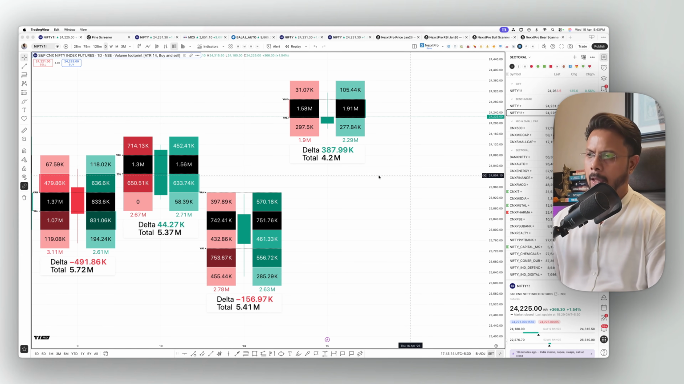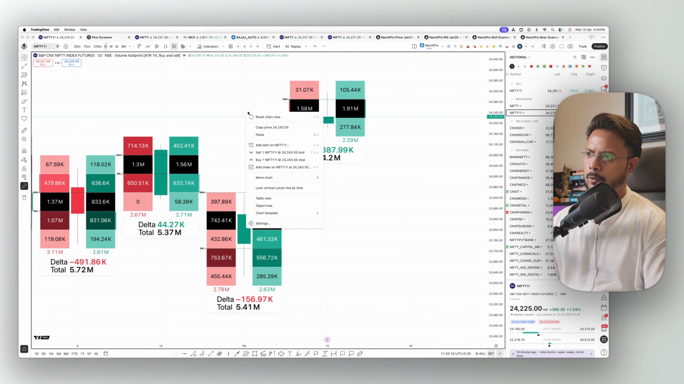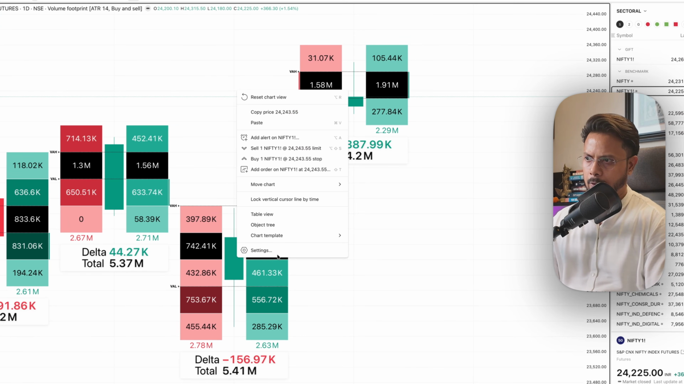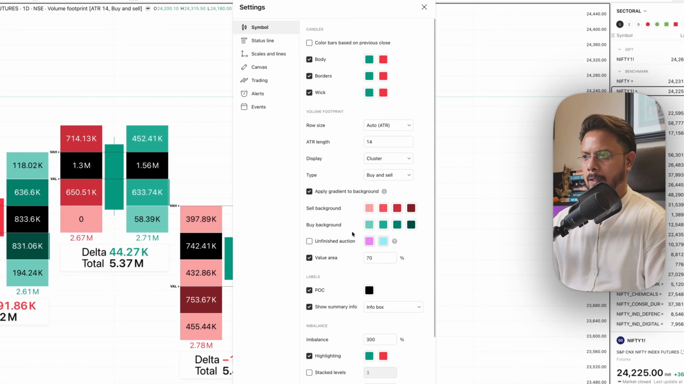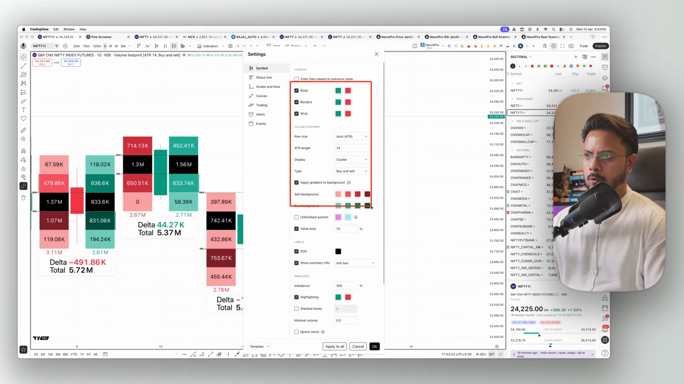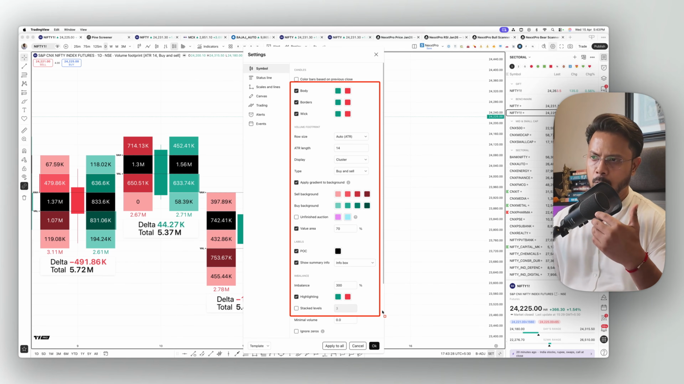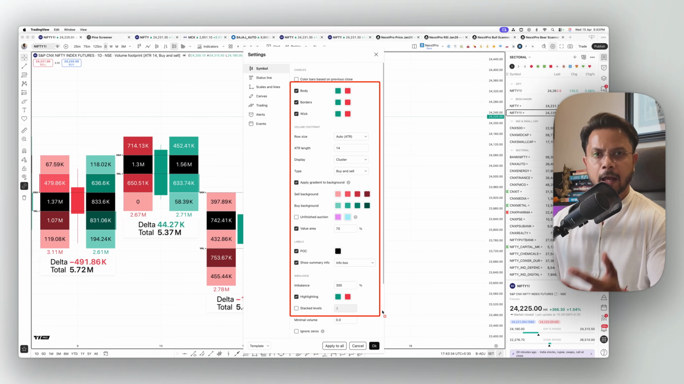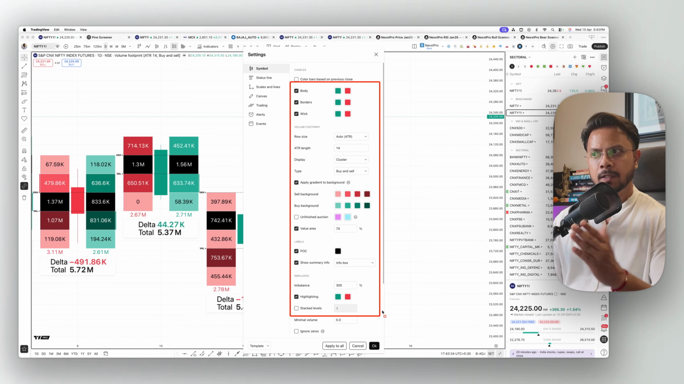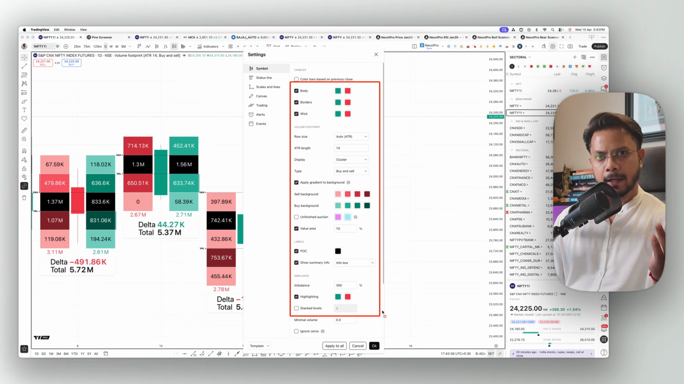And so I will right click on the body of the chart and go to settings. This is where I would like to make some changes as per my personal preference. And as I make these changes, I will walk you through the logic of why I'm making each change, and after making the change, what is the resulting reading and what I make out of it.